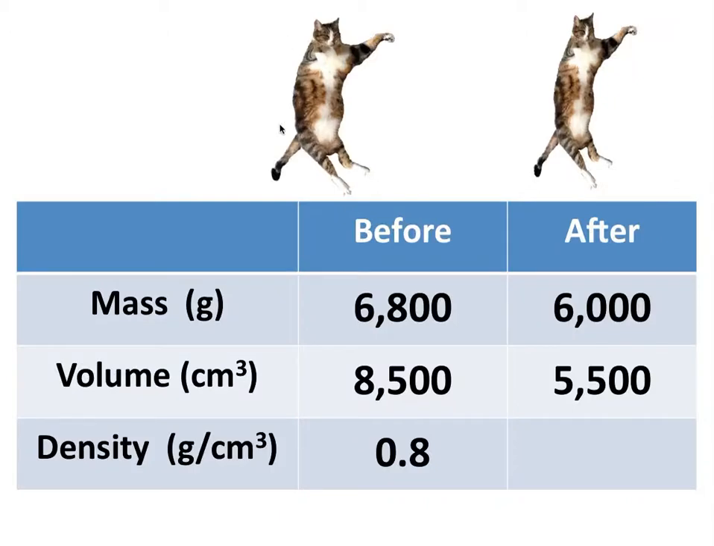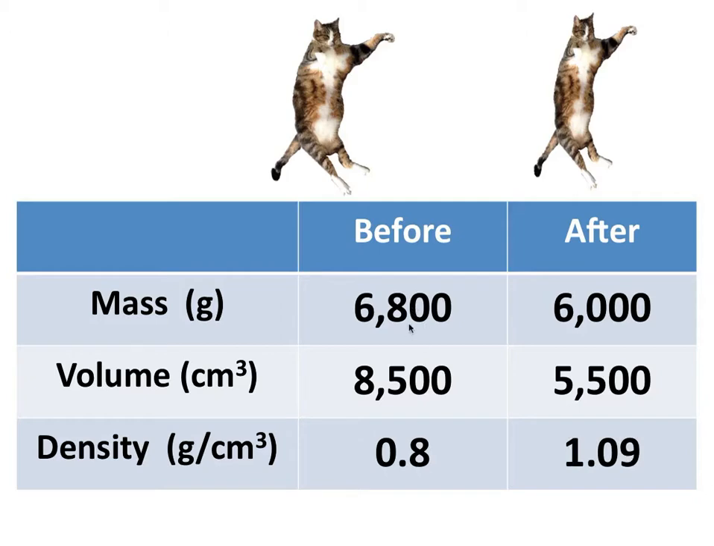So Milo was a little upset when he saw a picture of himself. He said, wow, I'm getting a little heavy here. So he decided to go on a little exercise binge. You can see that before his workouts, he was 6,800 grams. And then he got lean and mean, sort of, and dropped 800 grams. Not only that, his volume changed too. He got rid of that fat, which, by the way, is generally lighter than water, and he replaced it with lean, mean muscle. And now he's down to 5,500. So before he was 0.8, now he is 1.09.